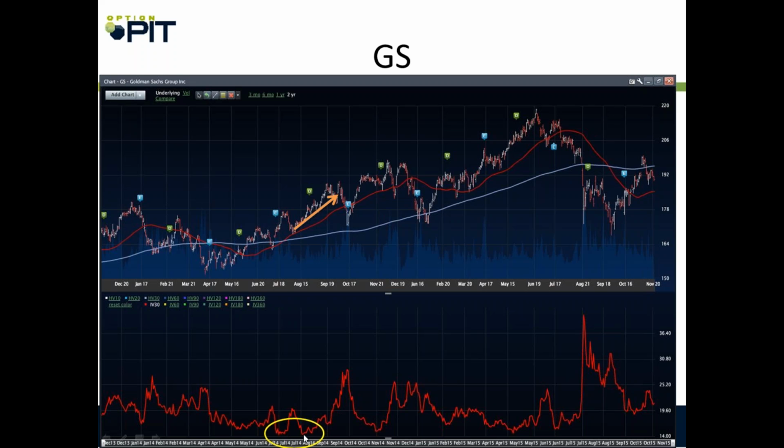We haven't seen a lot of 52-week lows, but when vol's low, it's like clockwork. Look at these points. So super low vol, Goldman rally, right here. Super low vol here, Goldman rally. Super low vol here, Goldman rally.